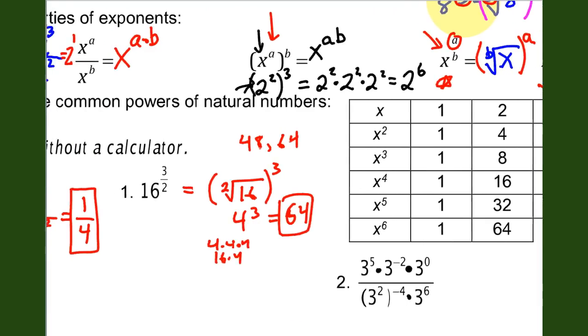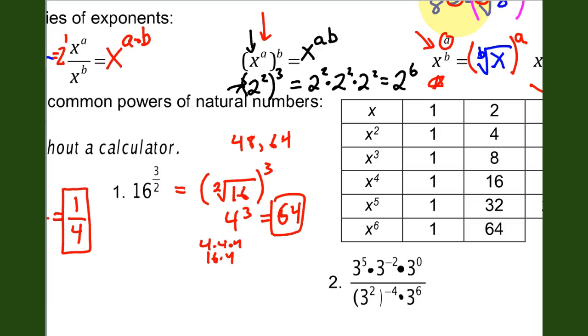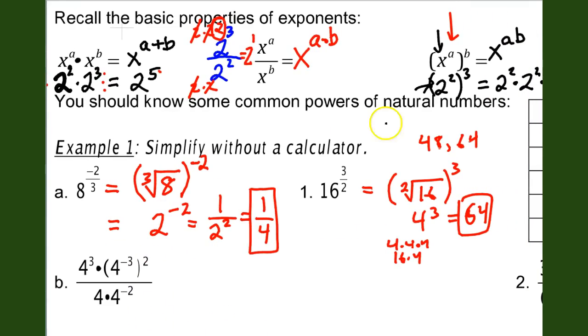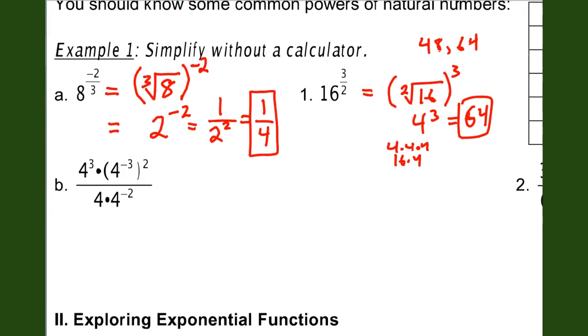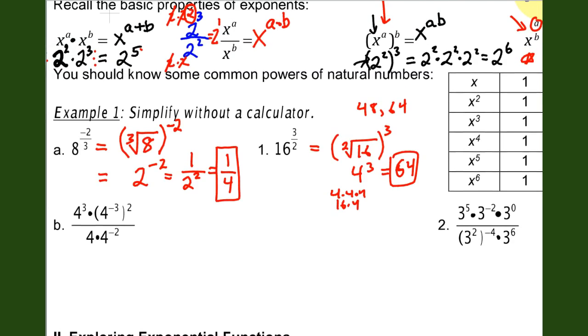All right, now let's look at these two that are a little bit bigger. These are going to use multiple properties, like 3 or more. So it helps to identify first what you're going to be doing. Don't just start on the left and work your way down or anything. Look at the whole problem and analyze what a good strategy for approaching this would be.